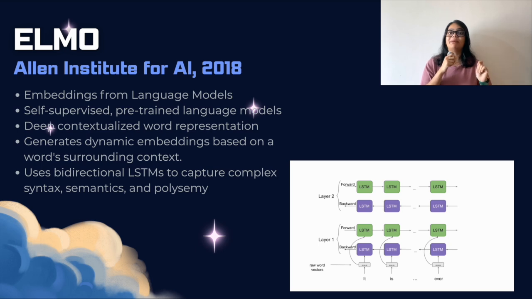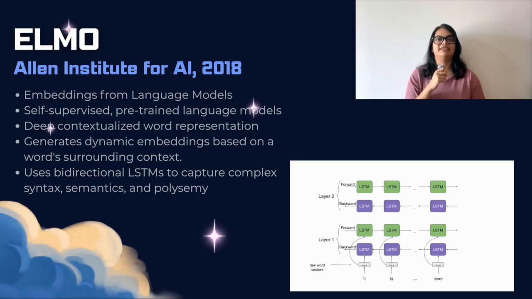Technically, ELMo uses bidirectional LSTMs. This means it reads the sentence from left to right and from right to left and combines both directions to understand the context. But ELMo still had limitations. It was computationally expensive, and LSTMs struggled to scale efficiently for very large datasets.